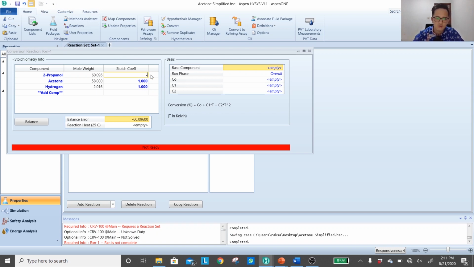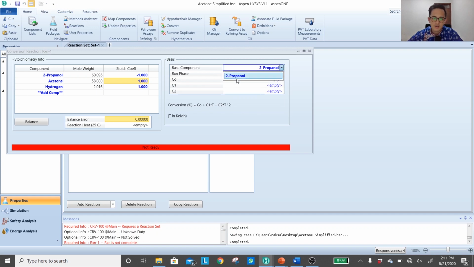Wait, it's not minus 2. Okay, the balance error is 0 now. That means 1 mole of IPA becomes 1 mole of acetone and 1 mole of hydrogen. And we also know that it is a gas phase reaction.